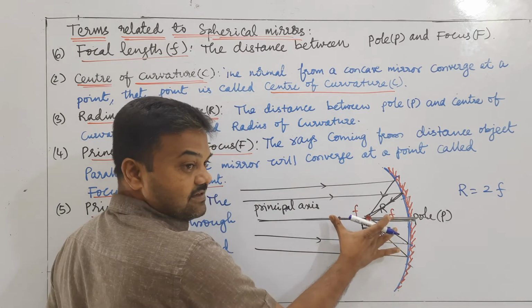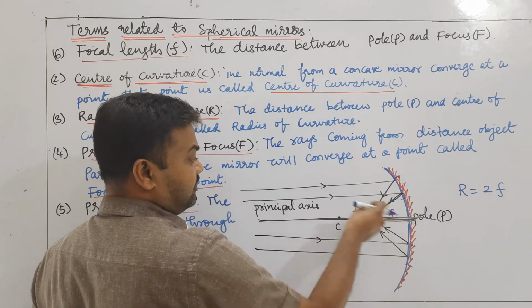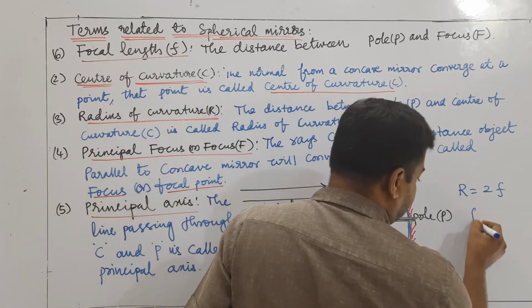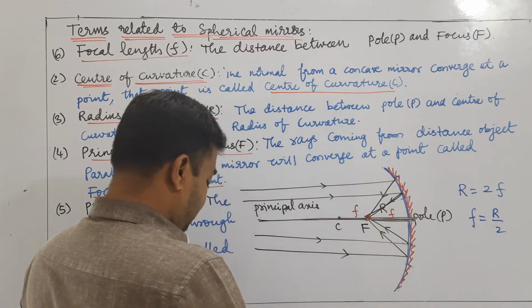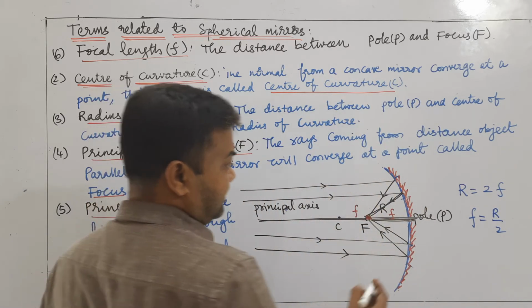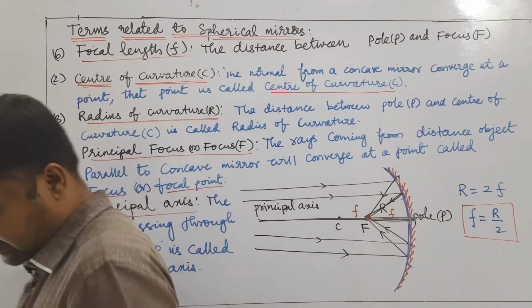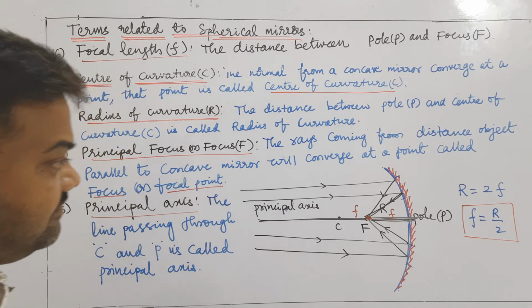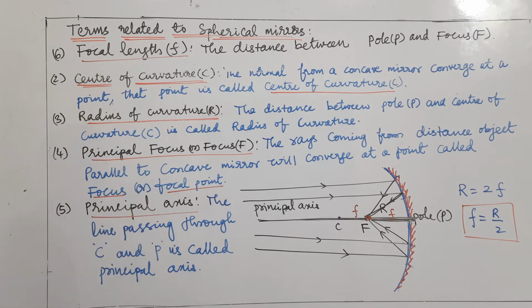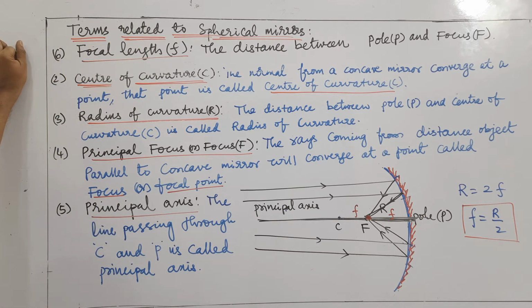Total is the radius of curvature, and radius of curvature is nothing but double the focal length. Or if I want to represent it, f is equal to R by 2. This is the relation between f and R. Focal length is nothing but half of the radius of curvature. Okay, this is what we have. There are some terms related to spherical mirrors. Just copy this one.